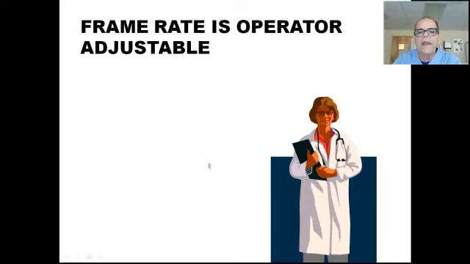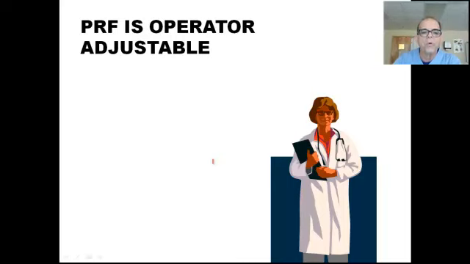Frame rate is operator adjustable. You change the frame rate all the time when you change the depth of the ultrasound machine. Pulse repetition frequency is operator adjustable because pulse repetition frequency and depth are the same, expressed in different forms.